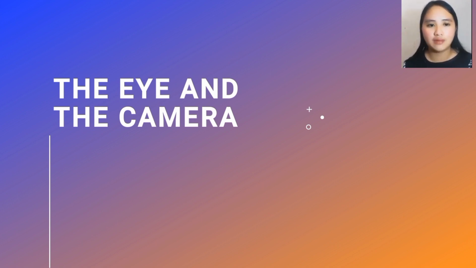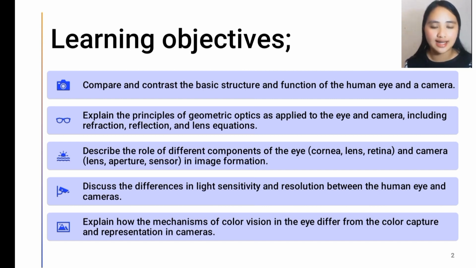Here are our learning objectives. First, compare and contrast the basic structure and function of the human eye and camera. Second, explain the principles of geometric optics as applied to the eye and camera, including refraction, reflection, and lens equations. Third, describe the role of different components of the eye, like the cornea, lens, retina, and camera, like lens, aperture, and sensor in image formation.